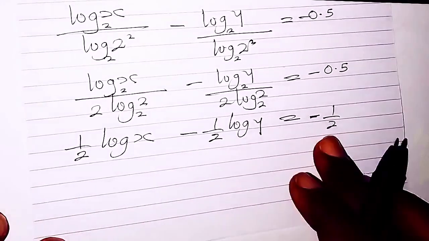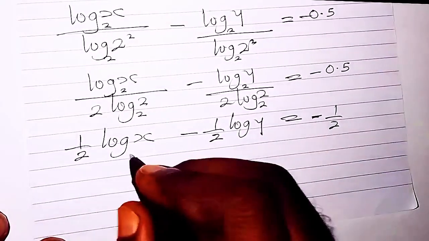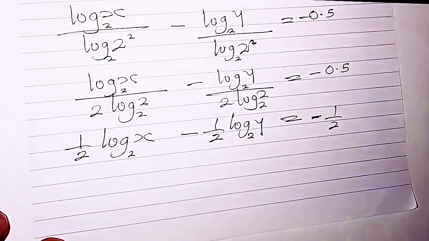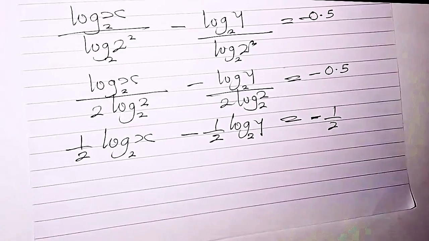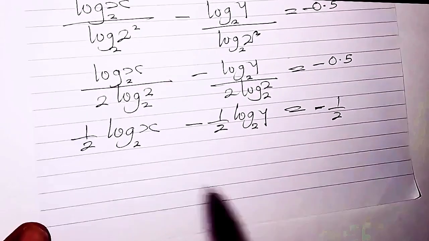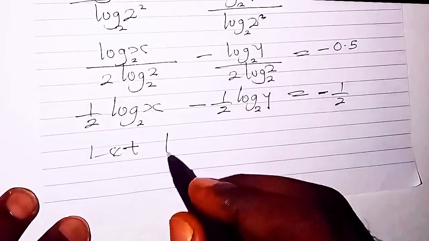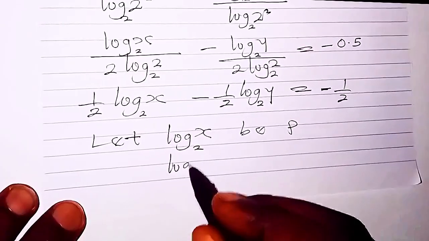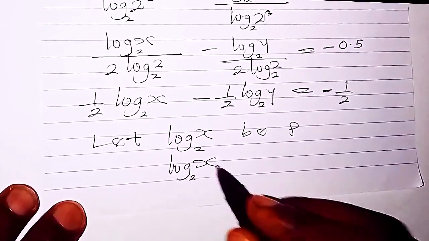When we get to this level, all of it is to base 2. Now we can represent log x base 2 with a different letter so that it is more convenient to solve for x and y. So we can say let log x base 2 be p, and log y base 2 be q.